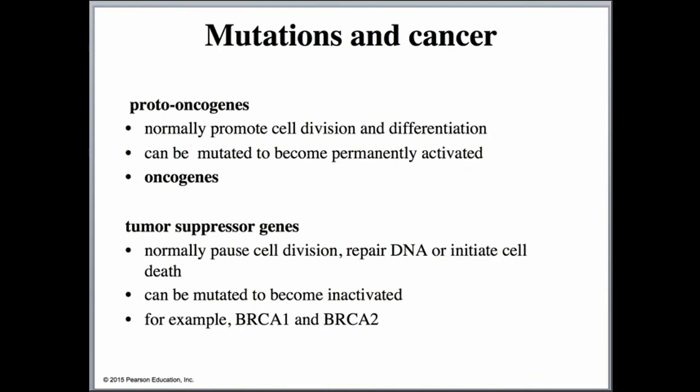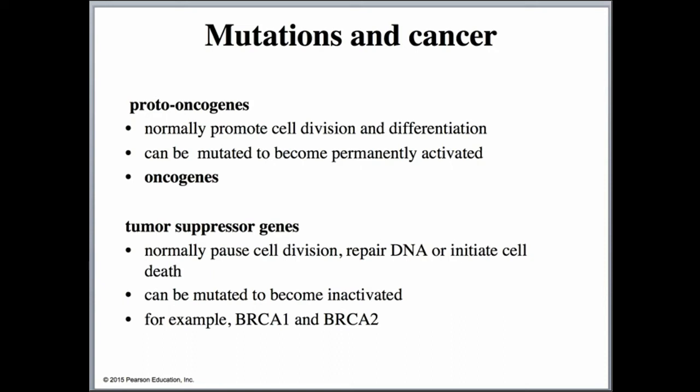So there's two different types of genes involved with cancers. Proto-oncogenes are genes that normally promote cell division and differentiation. They can be mutated to become permanently activated. So proto-oncogenes are supposed to be turned off some of the time, and then when it's time to divide, the proto-oncogene gets turned on. But if they are mutated so that they're on all the time, so that the light is always green, that's an oncogene. So you want all of these signals to be sometimes red and sometimes green, right?